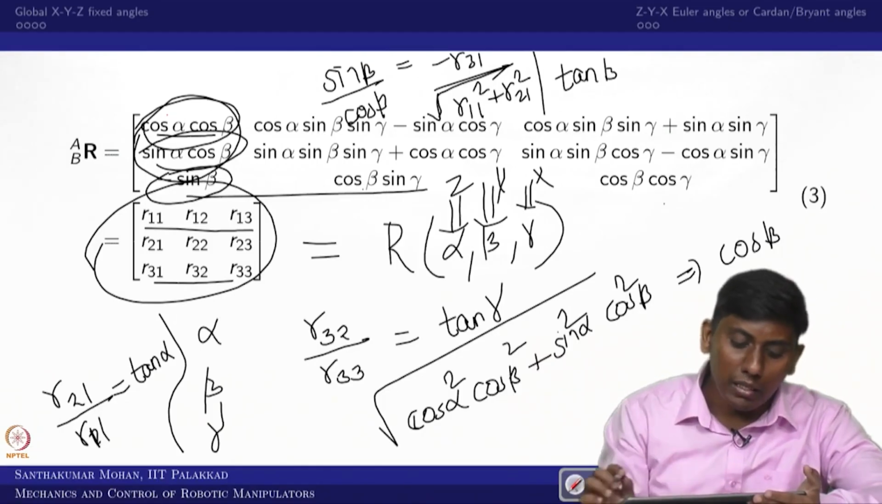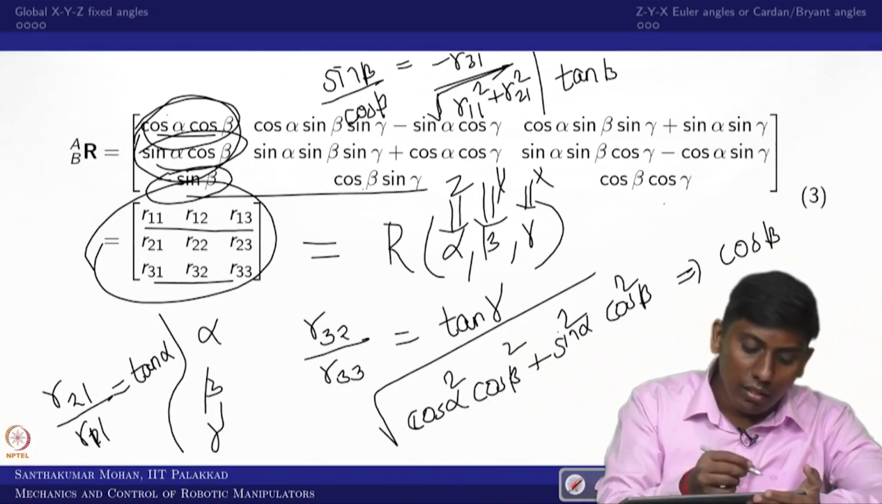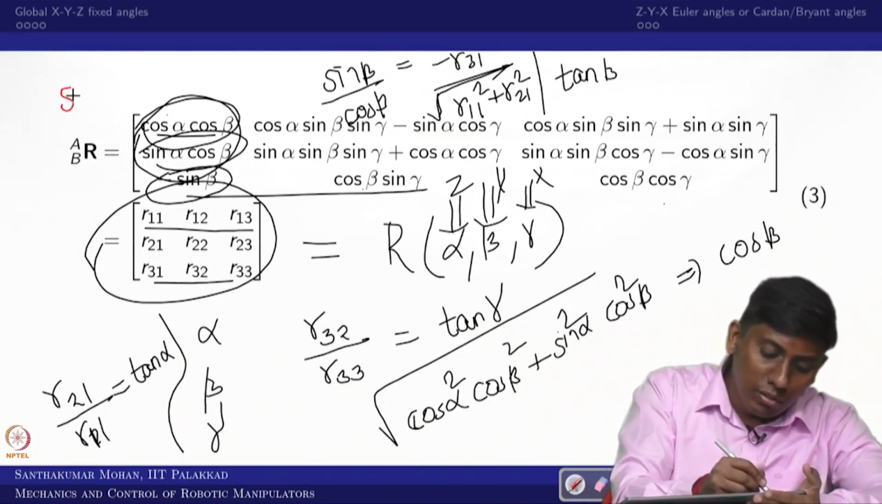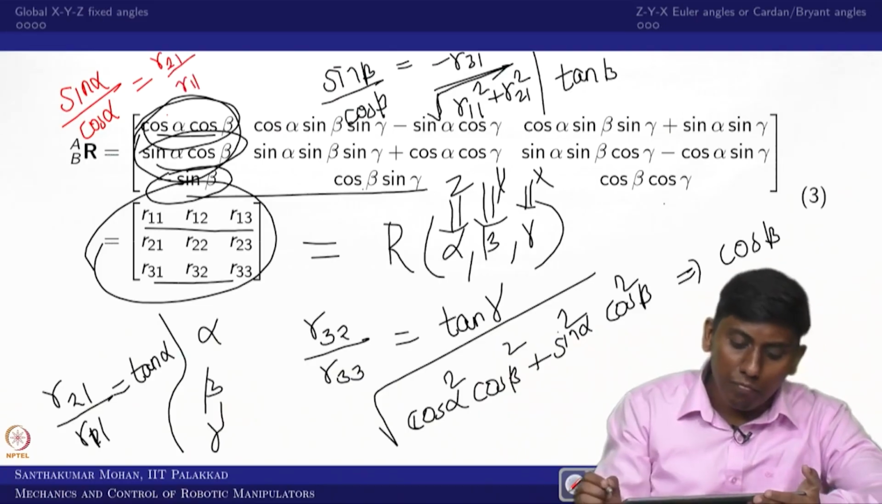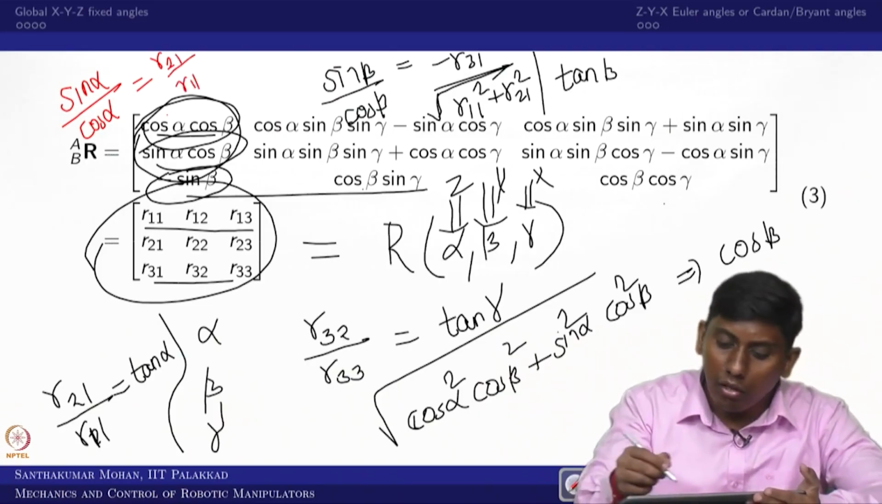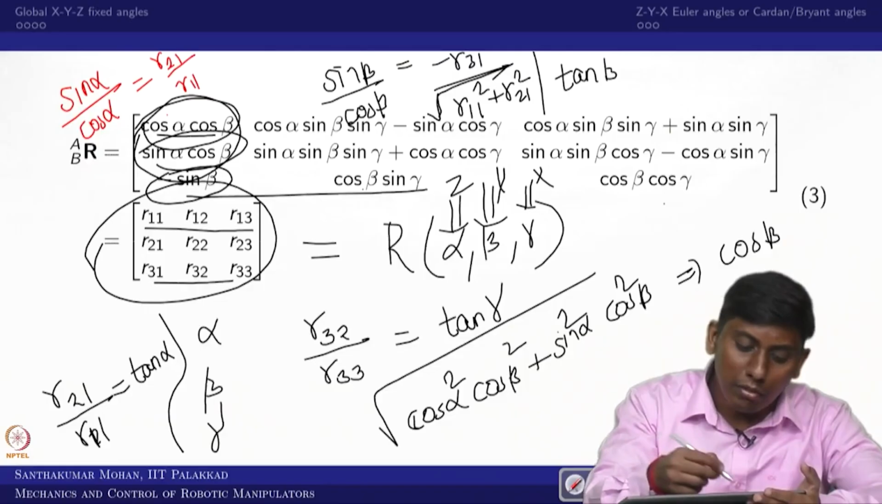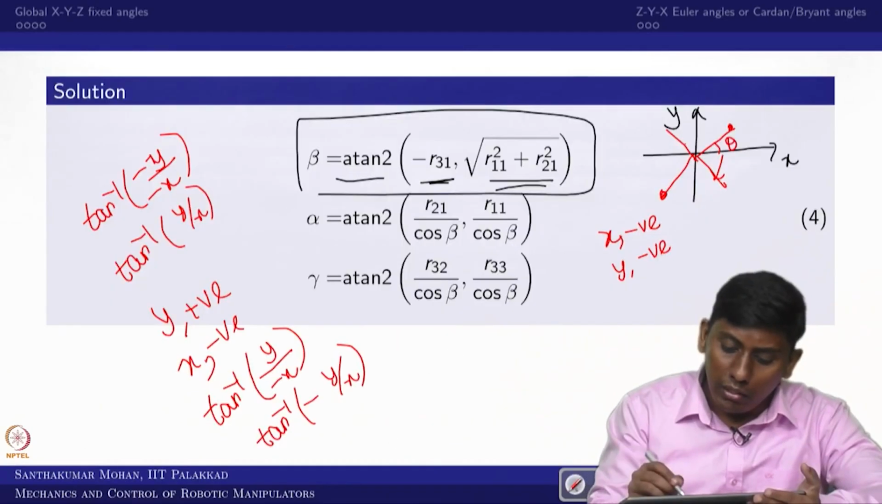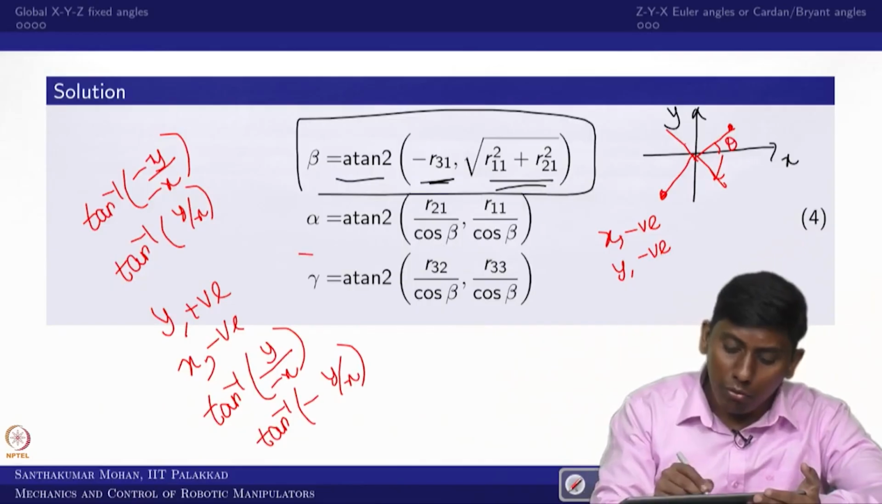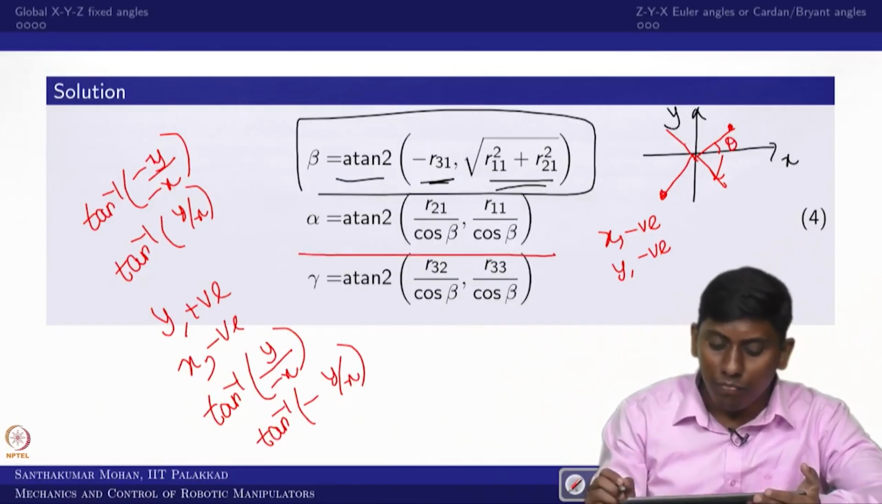That would be equivalent to tan alpha, which is sine alpha divided by cos alpha. In this case, it will come as r21 divided by r11. But the cos beta would come, so we divide by cos beta. That is what we are using. Now you can see that this will give alpha.